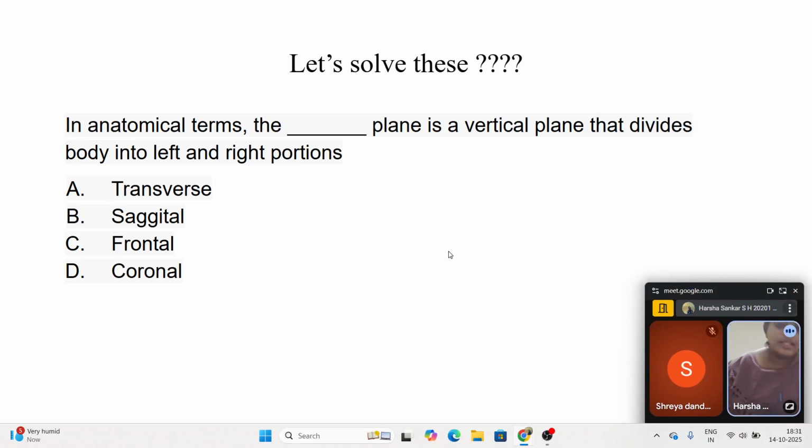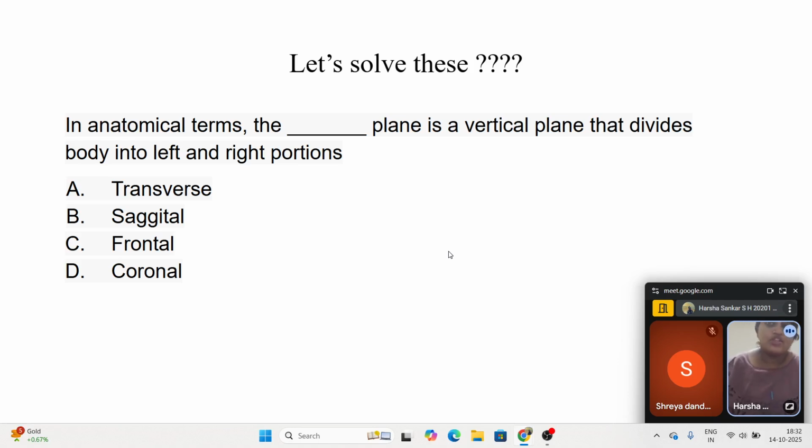In anatomical terms, the dash plane is a vertical plane that divides the body into left and right portions. Also, please remember whatever we are discussing today. Maybe we have learned this in the first introductory session.